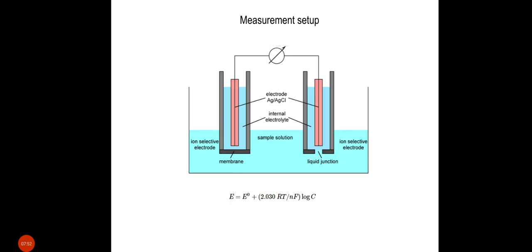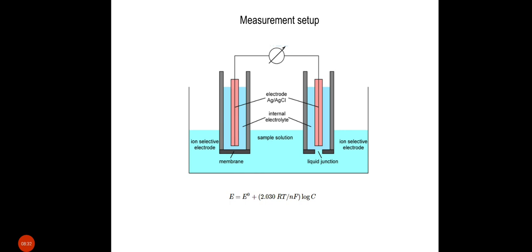Within this ion selective electrode there is an internal reference electrode, which is made of silver wire coated with solid silver chloride embedded in concentrated potassium chloride solution saturated with silver chloride. This solution also contains the same ions as that to be measured.